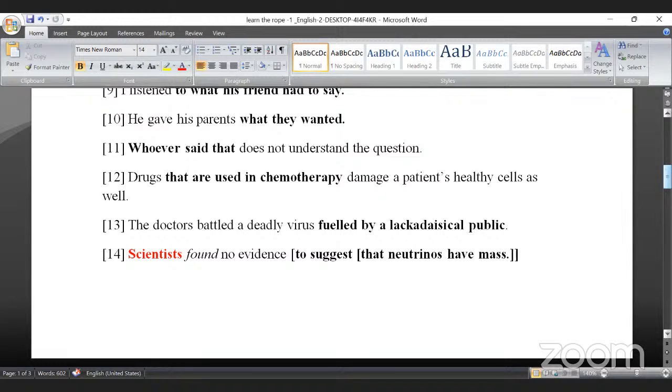The 13th sentence again is an example of an adjectival clause. The doctors battled a deadly virus fueled by a lackadaisical public. Again, fueled by a lackadaisical public is your adjectival clause, following the noun virus, right? So in the case of an adjectival clause, that particular clause would follow your noun. They'll be closely located to each other since one has to modify the other.